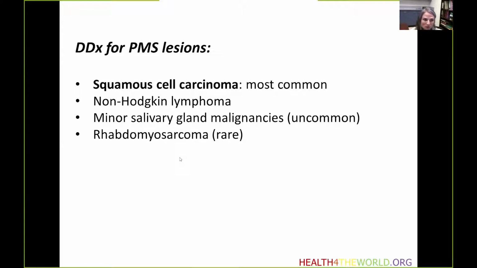Based on knowledge of the anatomic structures within the pharyngeal mucosal space, we can now derive a differential diagnosis. The most common lesion in the pharyngeal mucosal space is squamous cell carcinoma. Non-Hodgkin's lymphoma may also be seen there, but it's much less common. There are some minor salivary gland malignancies that are uncommon, and rhabdomyosarcoma may be seen here as well, especially in children.